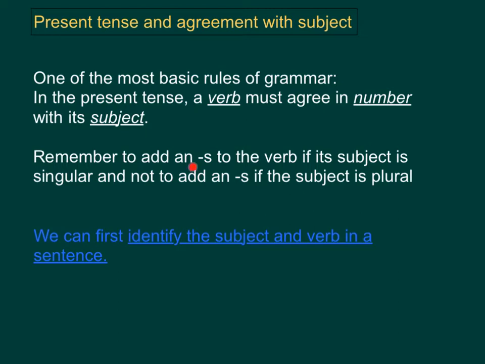Remember to add an s to the verb if its subject is singular, and not to add an s if the subject is plural. 當我哋嘅主語 subject 係單數嘅時候，我哋需要喺動詞 verb 後面加返嘅 s。當我哋嘅 subject 係眾數嘅時候，我哋就唔需要喺個動詞之後加返嘅 s 啦。我哋首先可以喺一個句子裏面揾出動詞同埋主語。We can first identify the subject and the verb in a sentence.